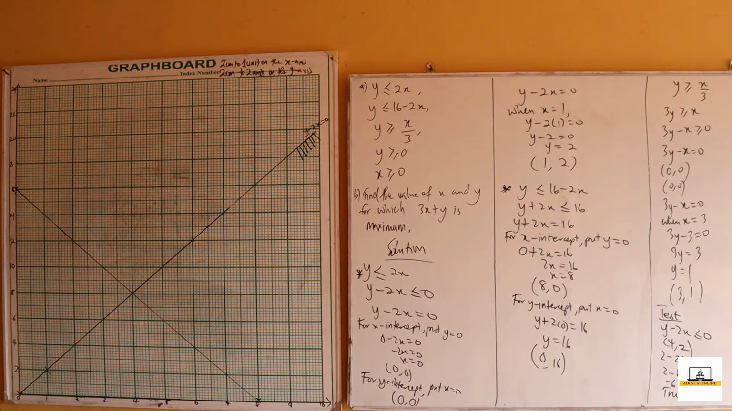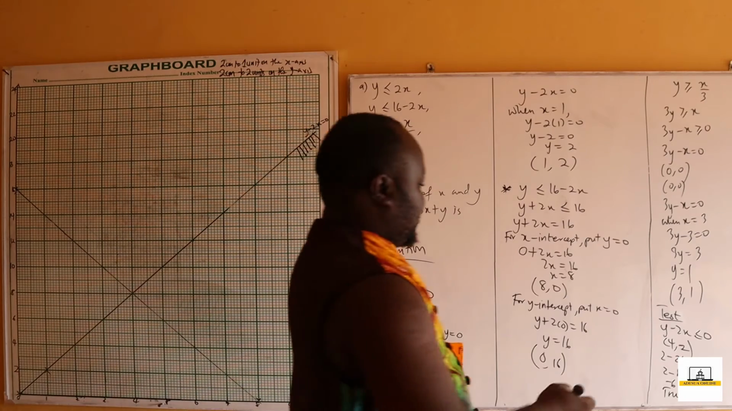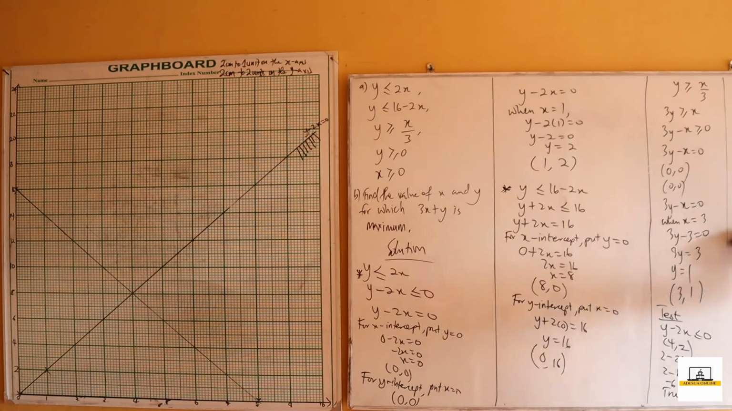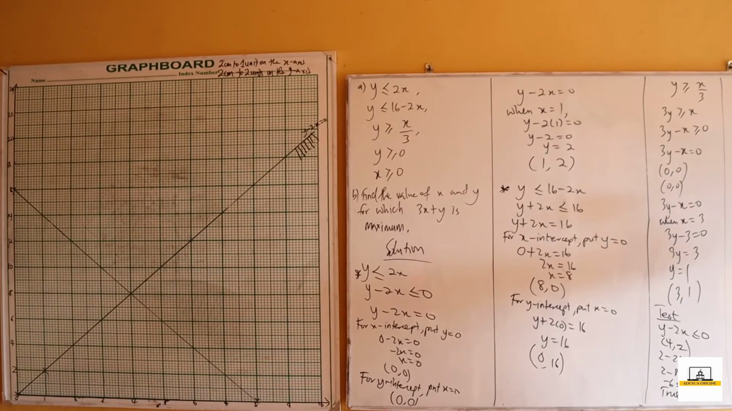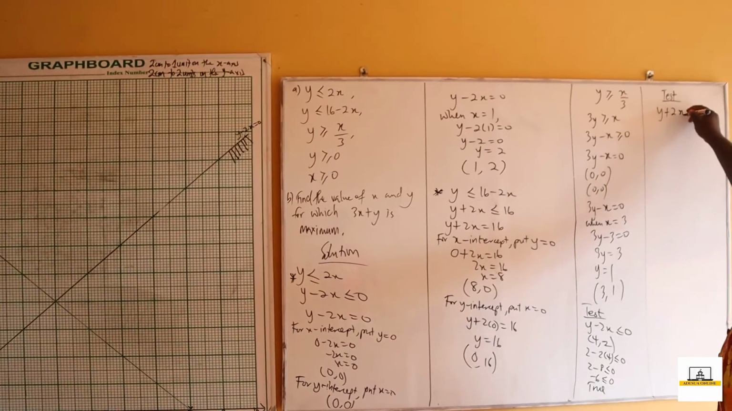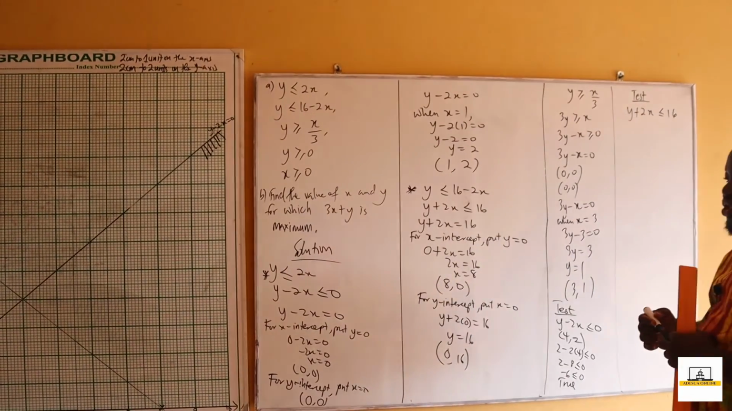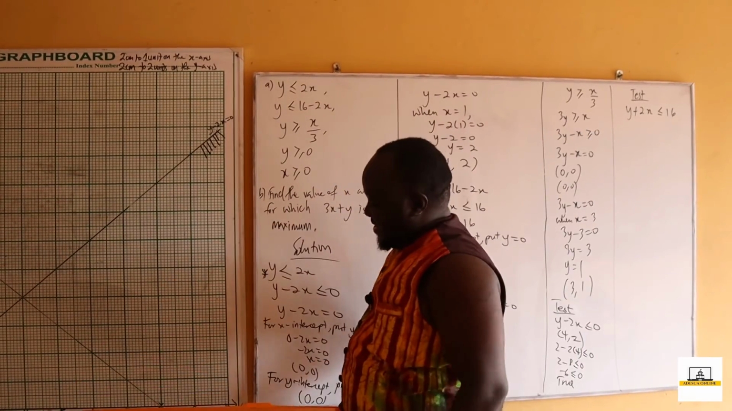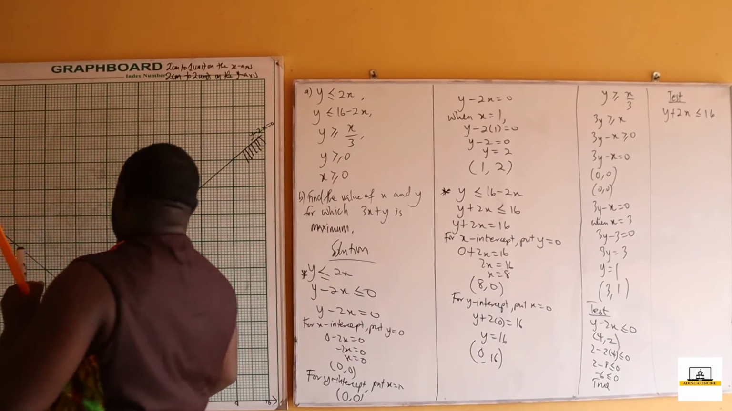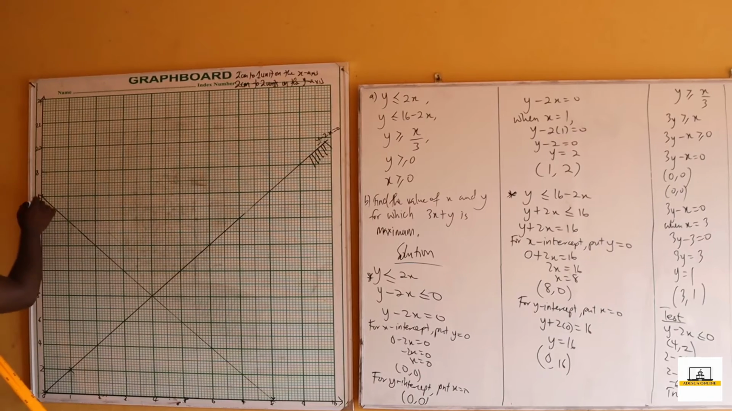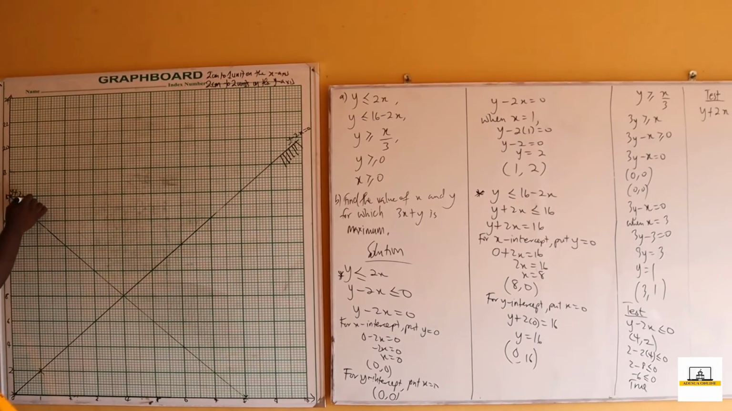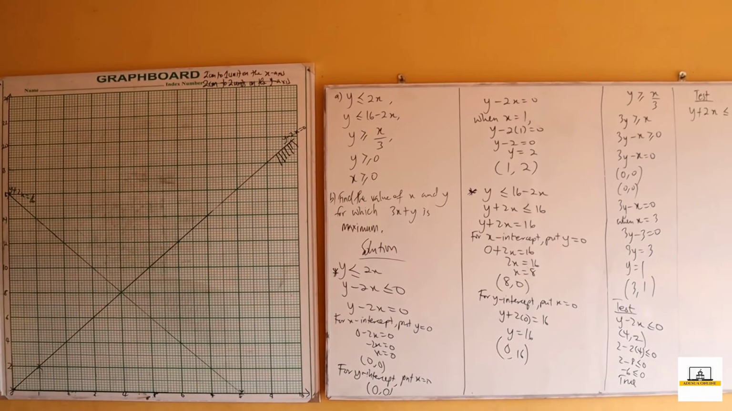Now we are going to test for this line. For the second test, we are going to test for our second line, which is y plus 2x is less than or equal to 16. So in this case, this is that line, okay? This is the line y plus 2x is equal to 16, okay?